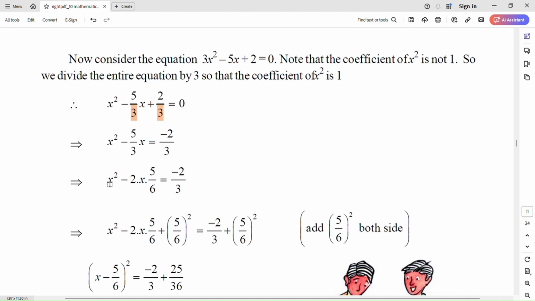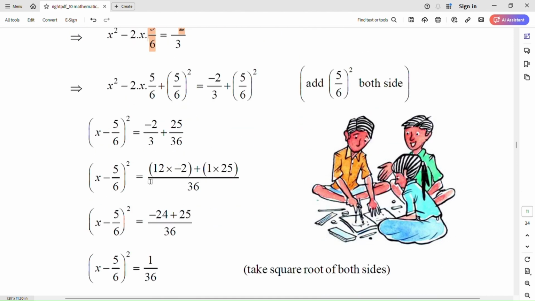Now I have x square minus 2ab. So I should add a b square term, that is 5 by 6, correct? 5 by 6 whole square. So I added 5 by 6 whole square to both sides. Now my equation is x minus 5 by 6 whole square equal to minus 2 by 3 plus 25 by 36. You can see here.